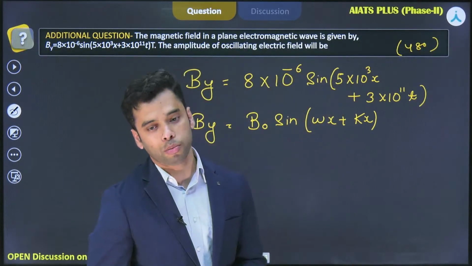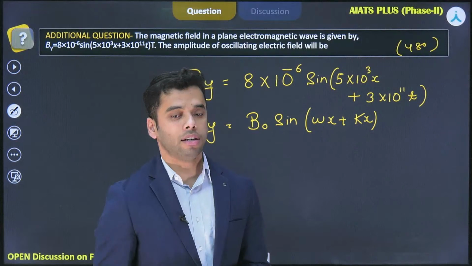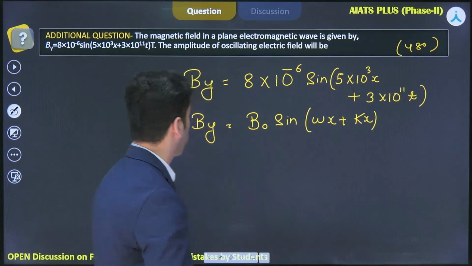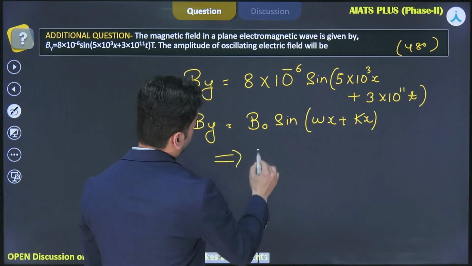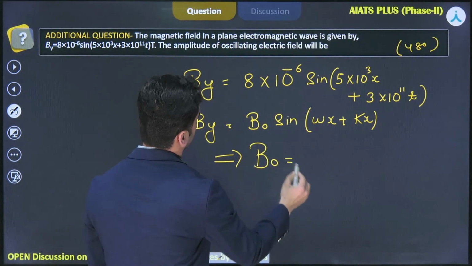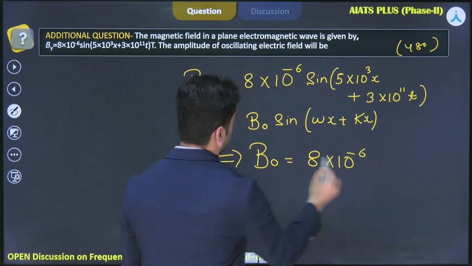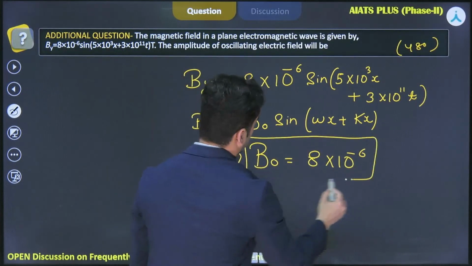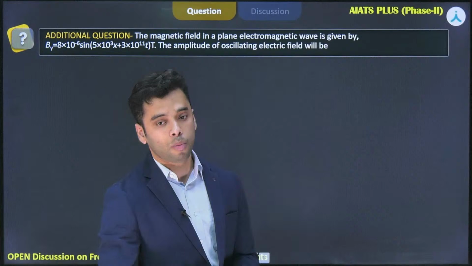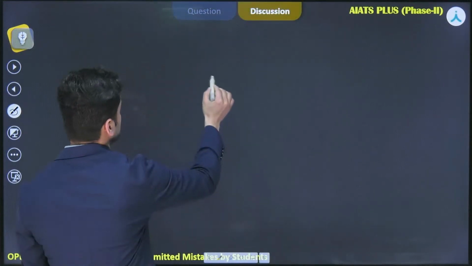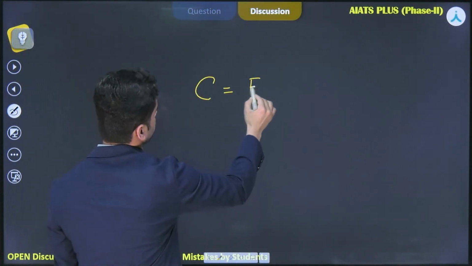Actual answer will come out to be equal to 480. And just see where did you go wrong. So B naught, the amplitude of oscillating magnetic field, this time it is given to me as 8 into 10 raised to the power minus 6. Now, going with the similar logic that we just discussed in the previous problem, I am bound to write C to be equal to E naught by B naught.